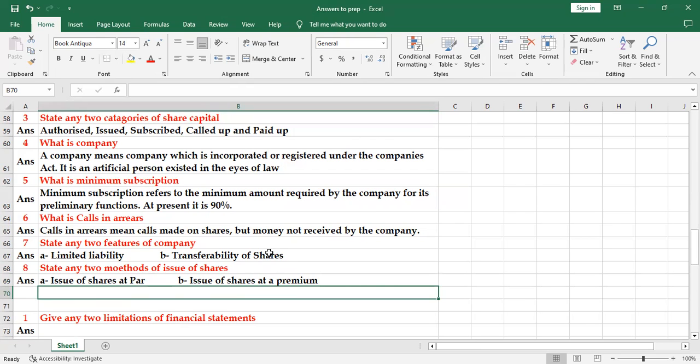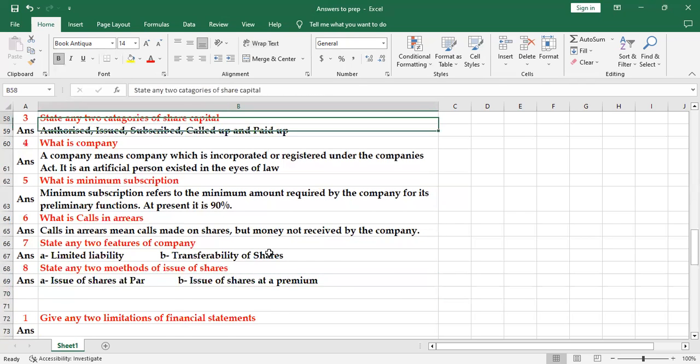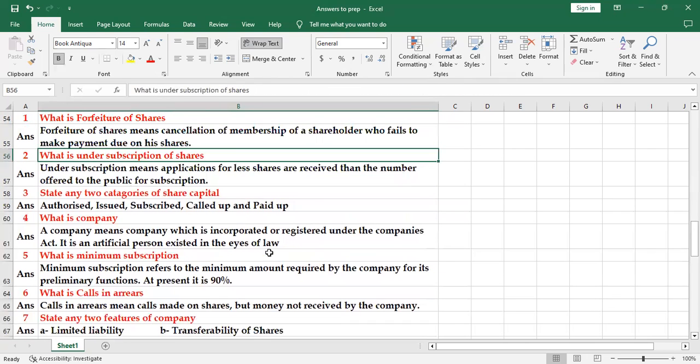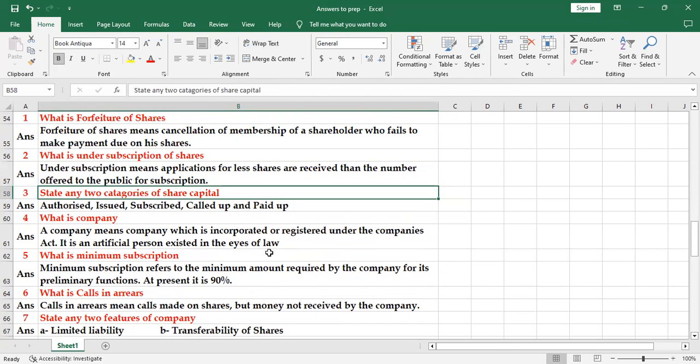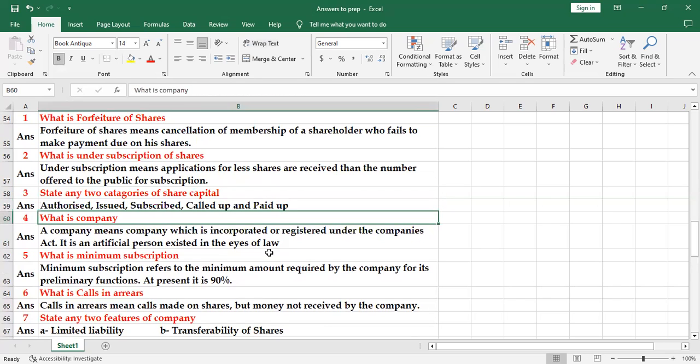Clear? And other than this, they may ask, what is oversubscription? Oversubscription means applications for more shares are received. Very simple. Then sometimes they may ask, what is issue of shares at par? What is issue of shares at premium? When the shares are issued at face value, it is issue of shares at par. When the shares are issued at a value more than the face value, it is issue of shares at premium. Hope you are clear.